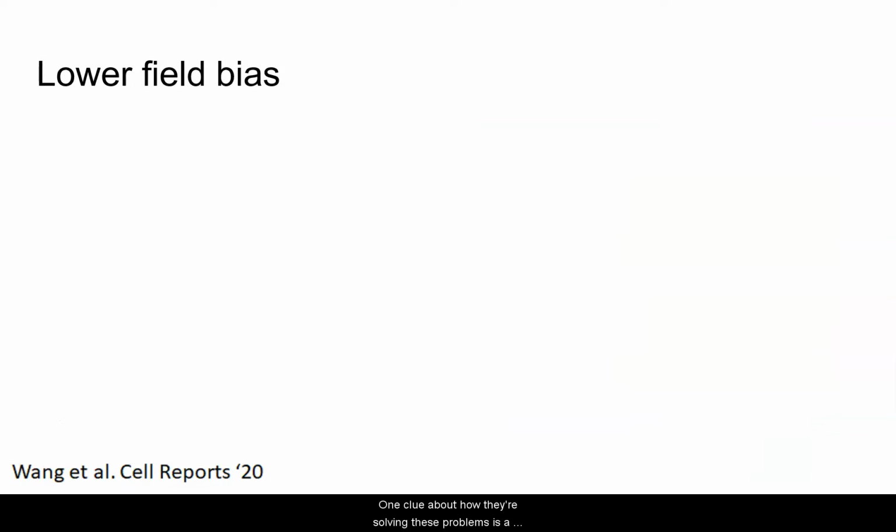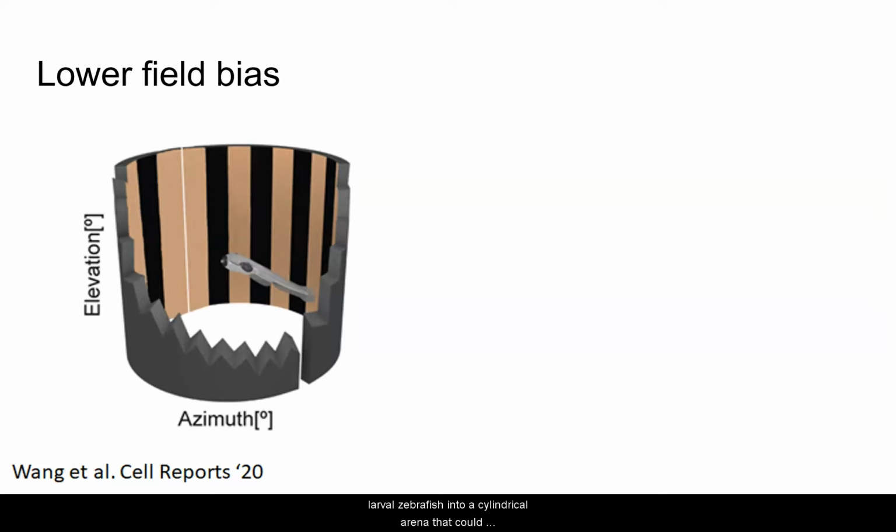One clue about how they're solving these problems is a lower field bias, discovered last year by experimenters who placed larval zebrafish into a cylindrical arena that could display moving stripes on its walls. This stimulus convinces the fish that they are falling behind and need to swim to keep up.